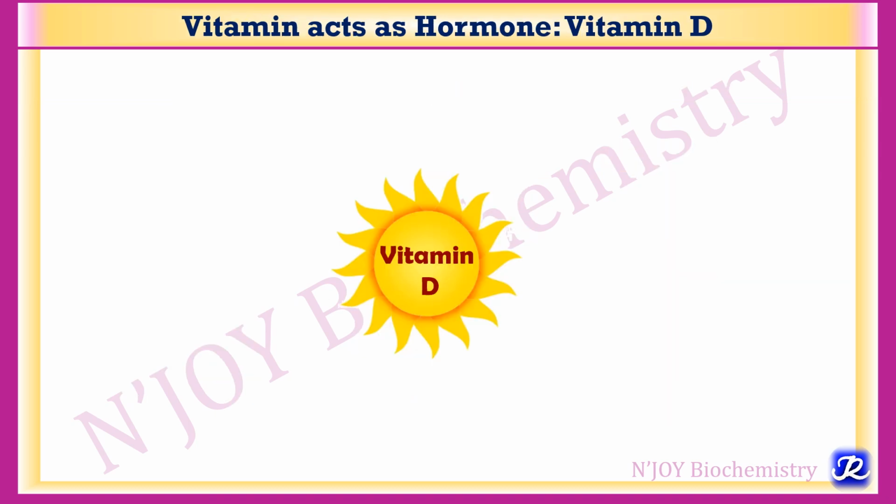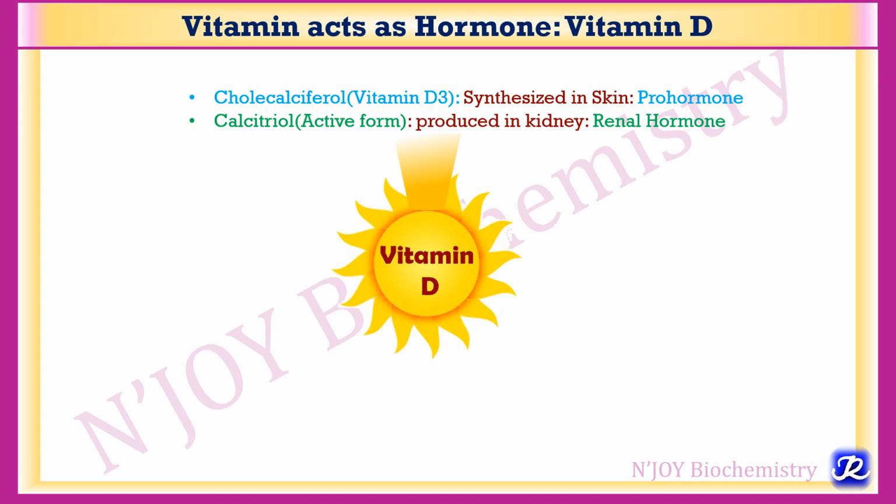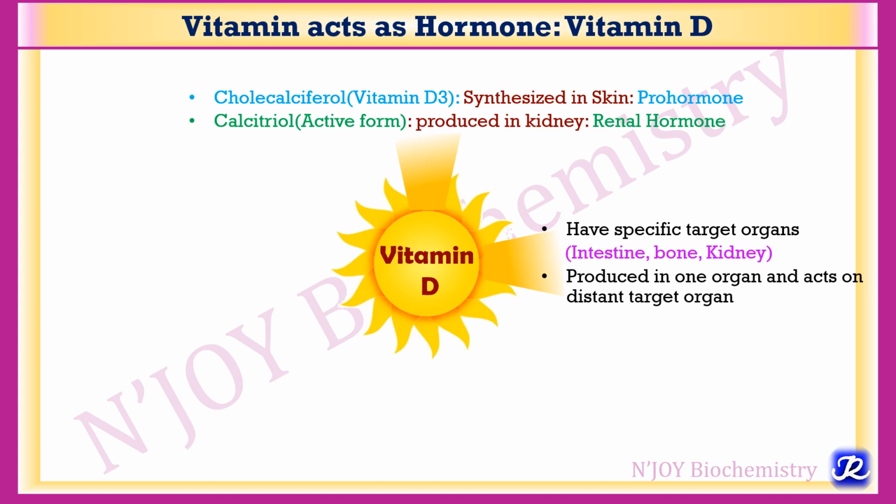There is one vitamin which acts as a prohormone. So it is vitamin D. So why is it called a prohormone? Because vitamin D, cholecalciferol, that is vitamin D3, is synthesized in the skin in the prohormone form, and its active form, that is calcitriol, is produced in the kidney. It is a renal hormone. The active form is synthesized from the prohormone form, and that's why vitamin D is termed a prohormone. And like a hormone, it has specific target organs like intestine, bone, kidney. It is produced in one organ and acts on a distant target organ. So its action is like a hormone.